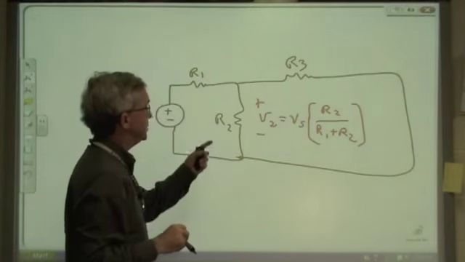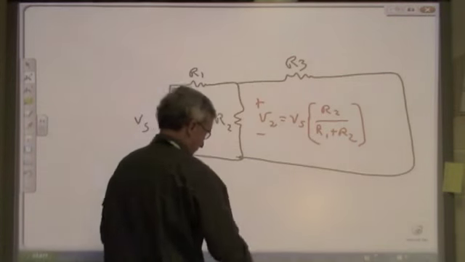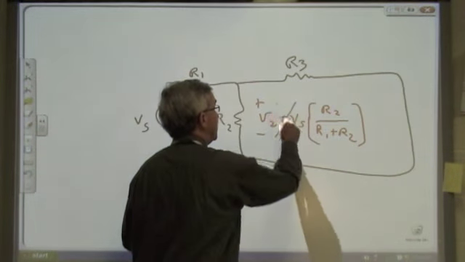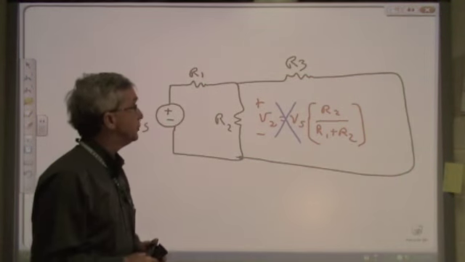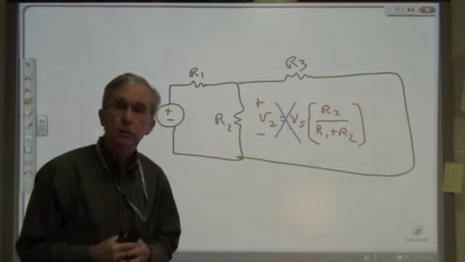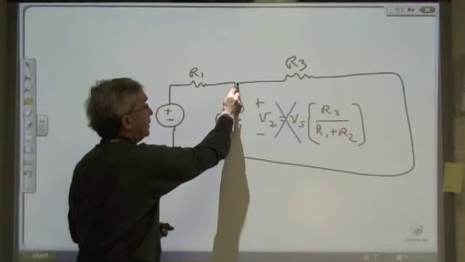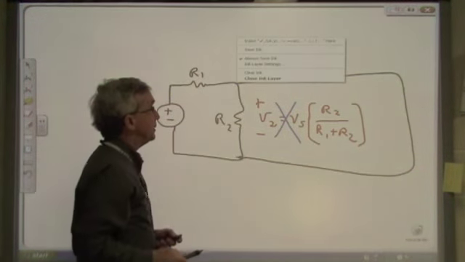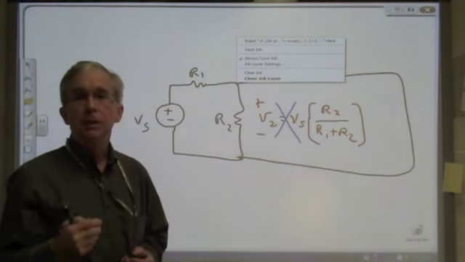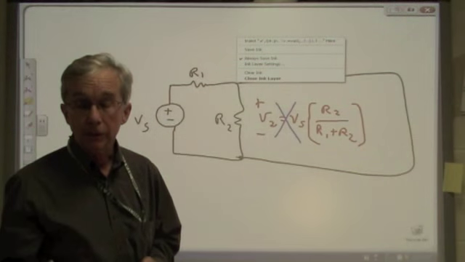And we want to know what's the voltage across R2. This is no longer true. And the reason it's no longer true is that R1 and R2 are no longer in series. The node that R1 and R2 shared also has R3 connected to it, a very important pitfall to avoid in applying voltage division.